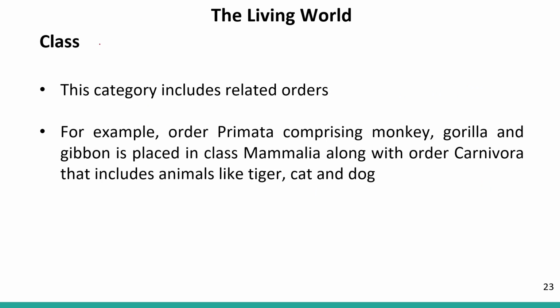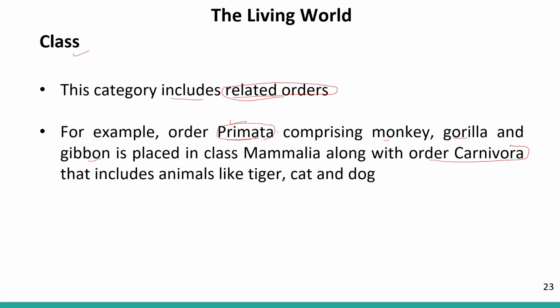Now, the category higher than order is class. This category includes related orders. So class includes related orders. For example, if we take the order Primata, it comprises monkey, gorilla and gibbon. And then there is the other order, Carnivora.